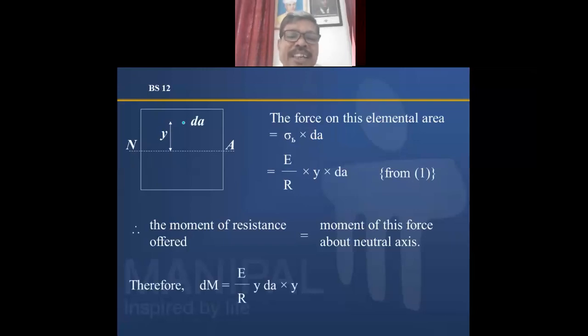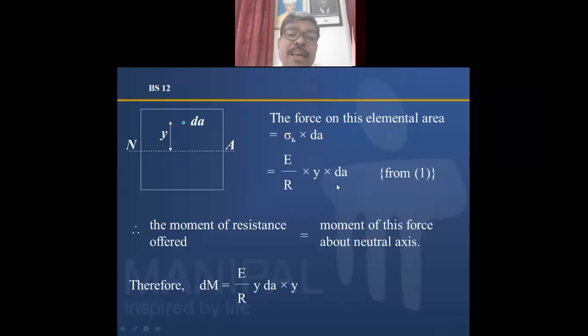Now therefore dM, the moment of resistance, is equal to dM into the force. Force is nothing but E by R into Y into dA.